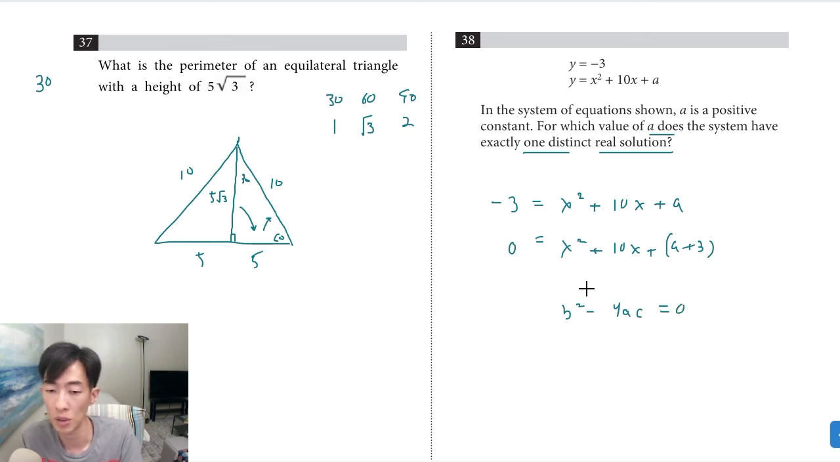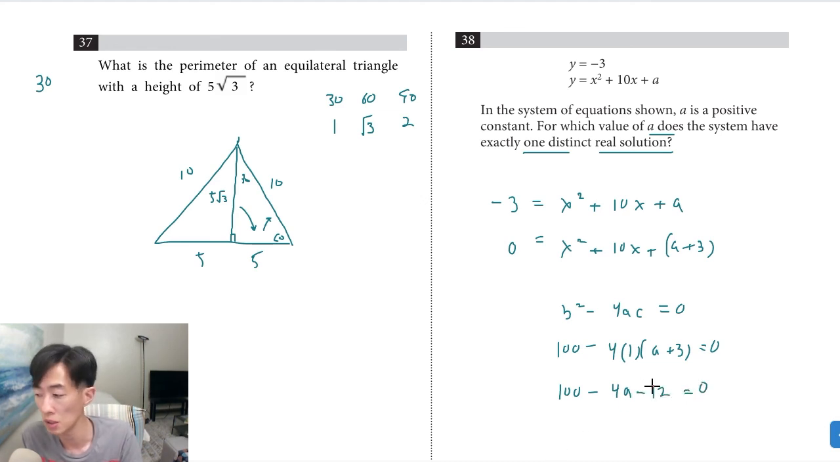So we're going to plug this in, and b is 10, so it's going to be 100 minus 4, a is 1. C, by the way, is a plus 3. If we plug that in, all that equals 0. So this becomes 100 minus 4a minus 12 equals 0. And we'll add 4a to both sides. And then this is 100 minus 12 is 88. Divide by 4 on both sides, we get a equals 22. So that's going to be the answer.